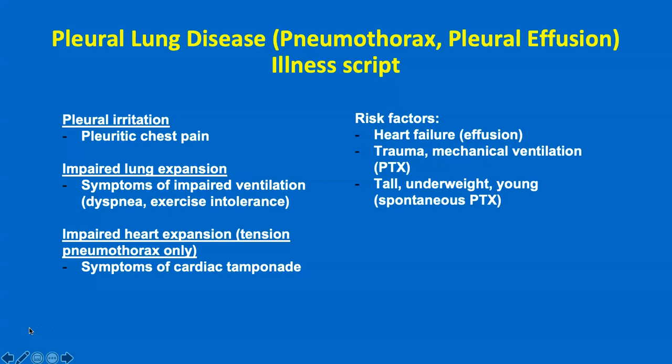So you're going to have symptoms of impaired ventilation, so dyspnea, exercise intolerance. And in a tension pneumothorax, not only can the lung not expand all the way, but the heart can't expand all the way either. So you're going to see the same set of symptoms that we talked about in cardiac tamponade. And the risk factors can include heart failure for patients with effusion. Trauma and mechanical ventilation can cause pneumothorax. And something to keep in mind is that a spontaneous pneumothorax can take place due to rupture of an air bleb in an otherwise healthy, tall, underweight, and usually younger patient.